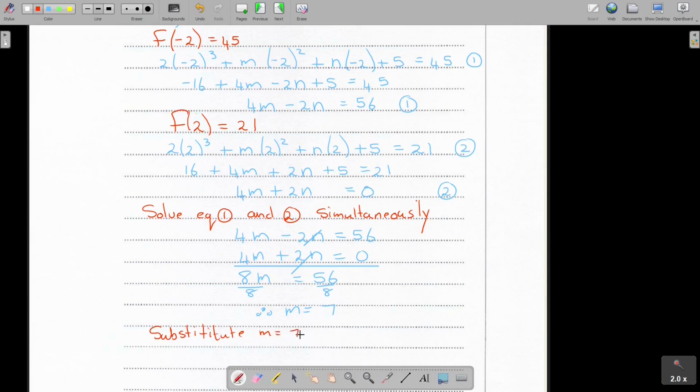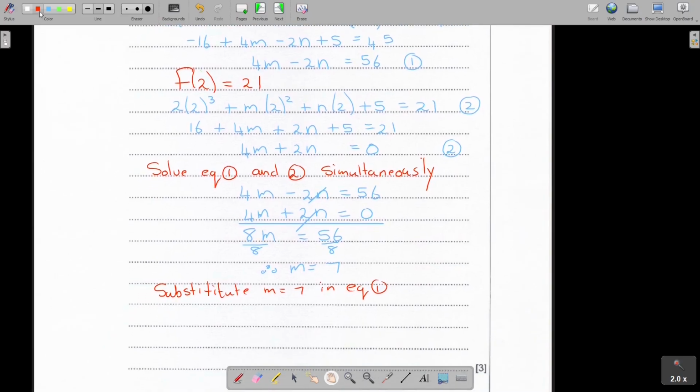m equals 7. You don't have to write this in. I just do it for the video. In equation either 1 or 2, it doesn't matter, and I'm not going to do both. So I'm just going to rewrite it. I'm just going to go 4, and now in the place of m, I'm going to put a 7, minus 2n equals 56. As I said, you can also substitute in equation 2.